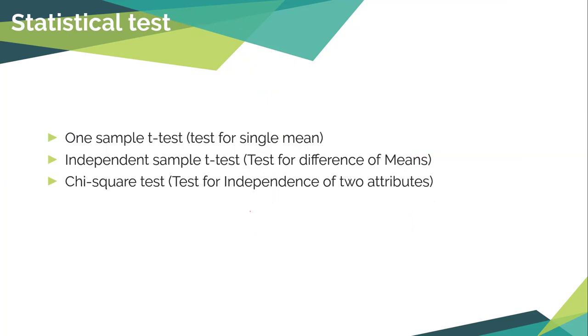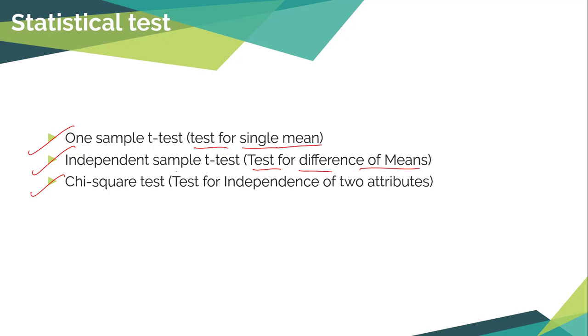So what are the different statistical tests that we are going to cover in this series, or in this lecture? There are three different tests that we are going to cover. One is the one sample t-test, which is used to test for a single mean. One is the independent sample t-test, which is used to test for difference of means. And another one is called the chi-square test. So: one sample t-test, independent sample t-test and chi-square test.